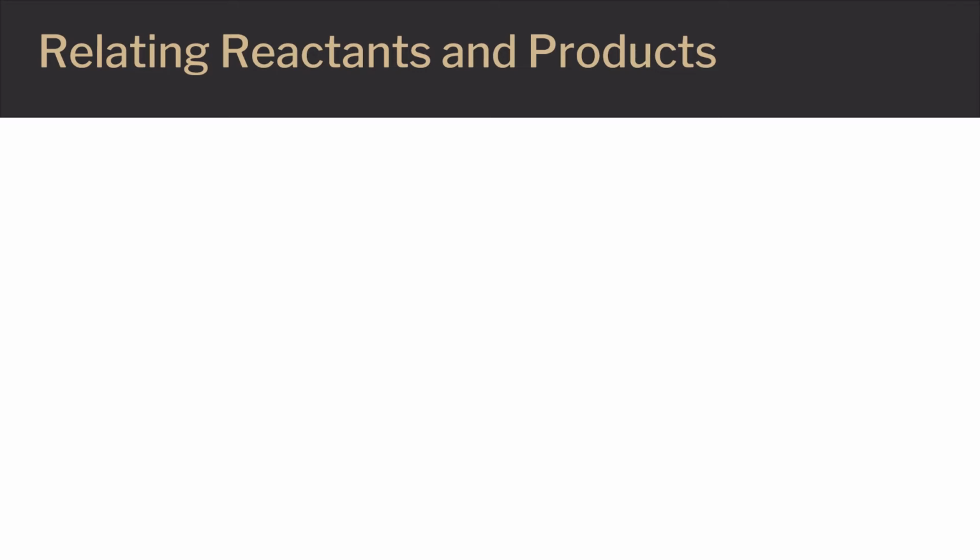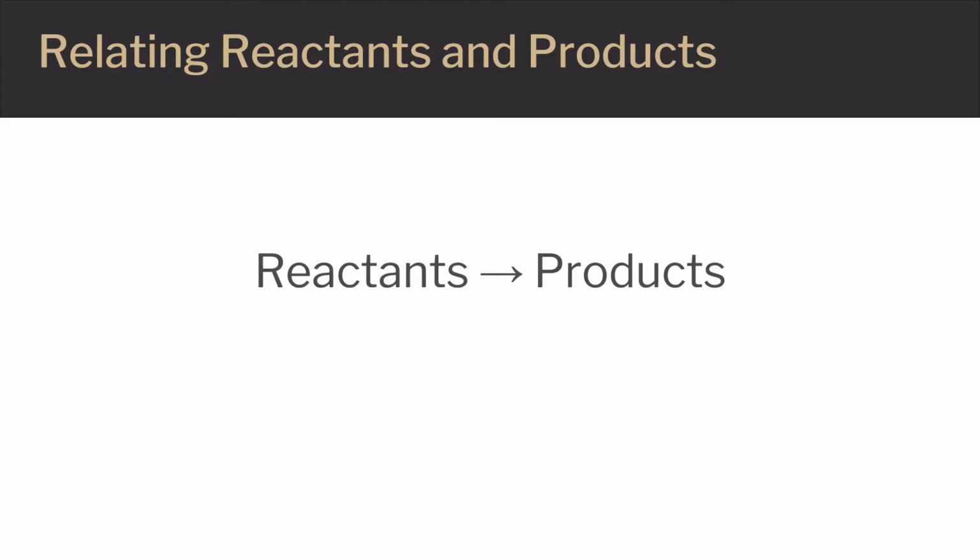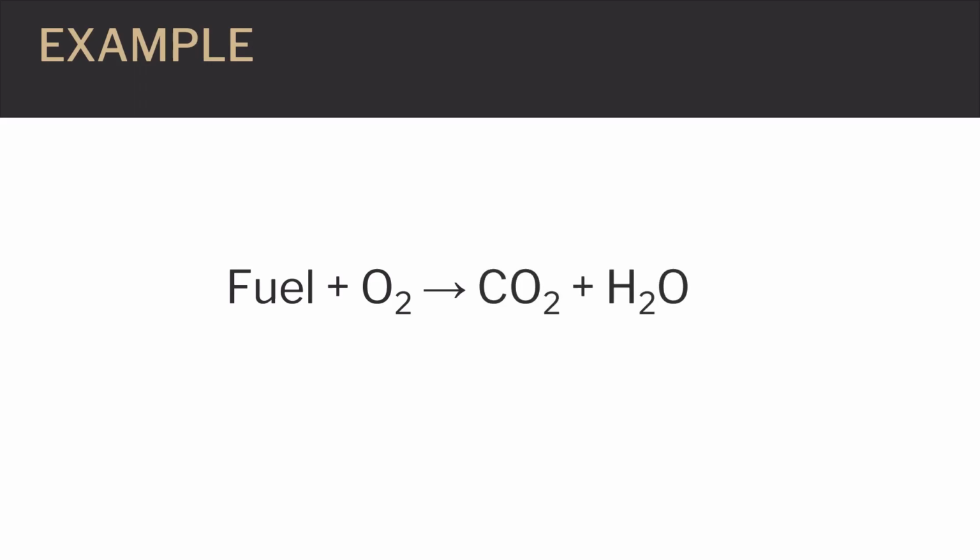The general form of a chemical reaction is reactants to products. The arrow shows us which way the reaction is occurring. On the left side of the arrow, we find the reactants. On the right side, we find the products. Let's do an example. Our example is a combustion reaction known as the burning of fuel. If we take fuel and react it with oxygen, we get carbon dioxide and water.